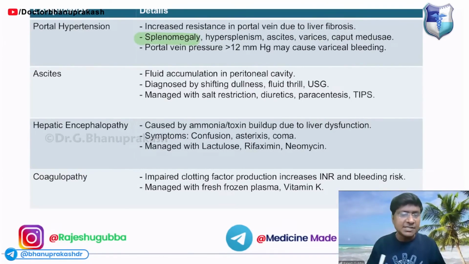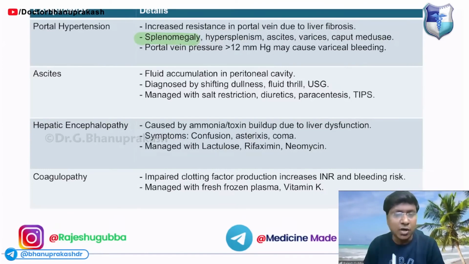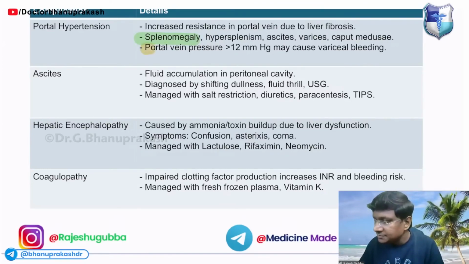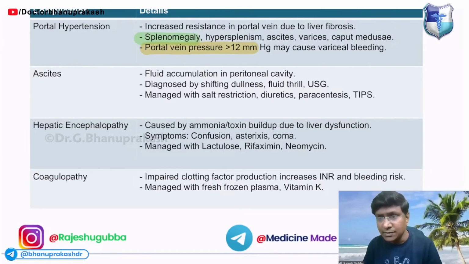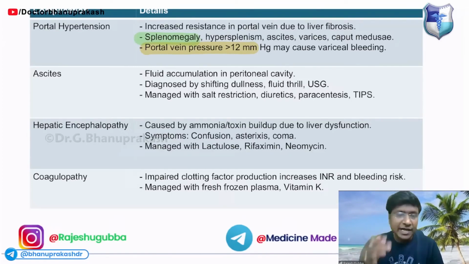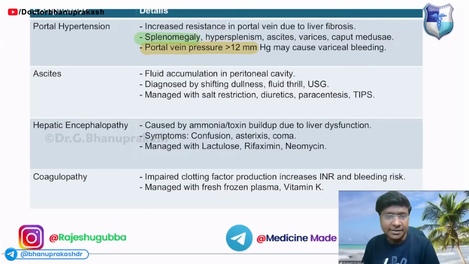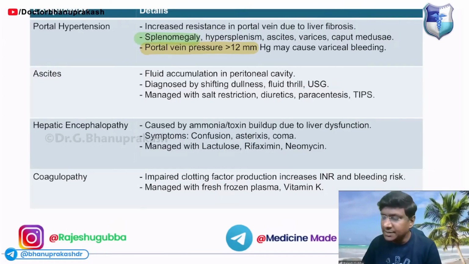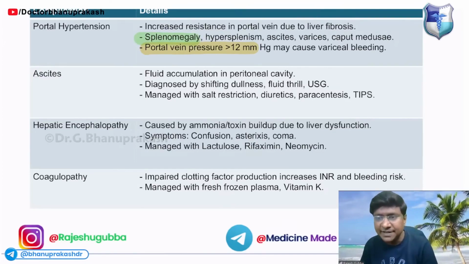The second important question they can ask on portal hypertension is what is the definition or the cutoff pressure to call it portal hypertension. That is when the portal vein pressure gradient, mainly the hepatic venous pressure gradient, is more than 12 millimeters of mercury. Then it is considered portal hypertension, right? And the next important complication is definitely ascites.